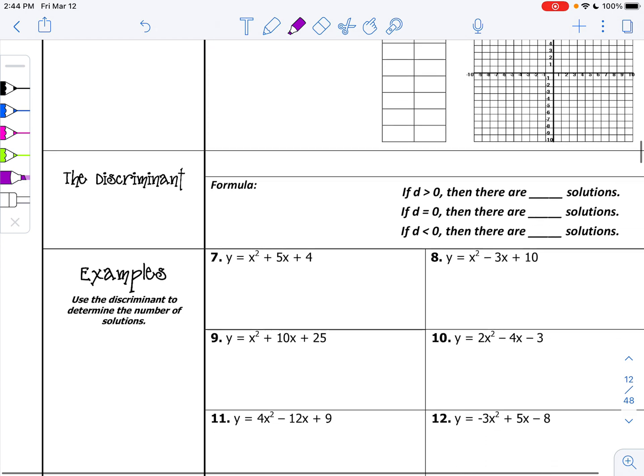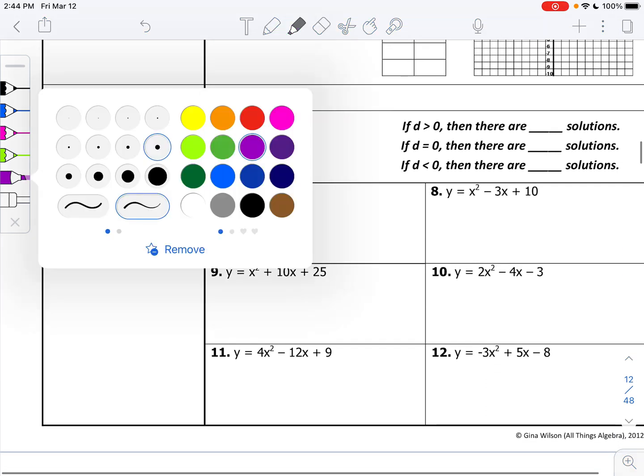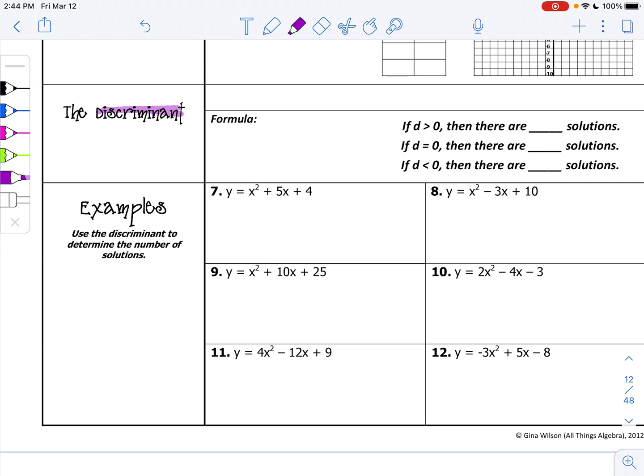Now let's talk about one more thing when we're talking about roots, and that's called our discriminant. The discriminant can be used to help you determine the number of solutions. So it's a formula that is used to determine the number of solutions. Sometimes you might not have to know exactly what the solution is. We found those solutions when we were graphing a minute ago. Sometimes you just need to know how many you have.